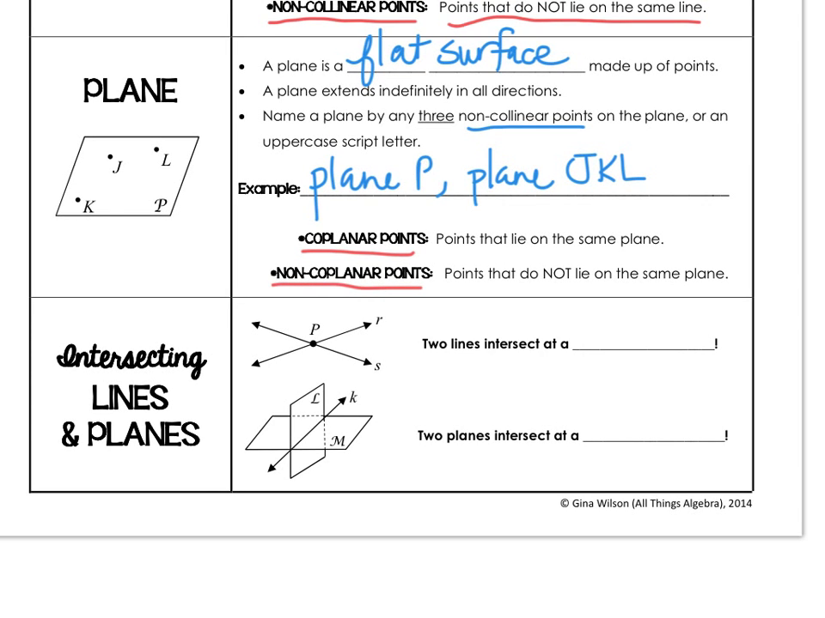Lastly, we have intersecting lines and planes. Two lines intersect here at a point. We could call this line R and line S intersect at point P. Secondly, we have two planes that intersect at a line. So in this case, that would be plane L and plane M intersect at line K.